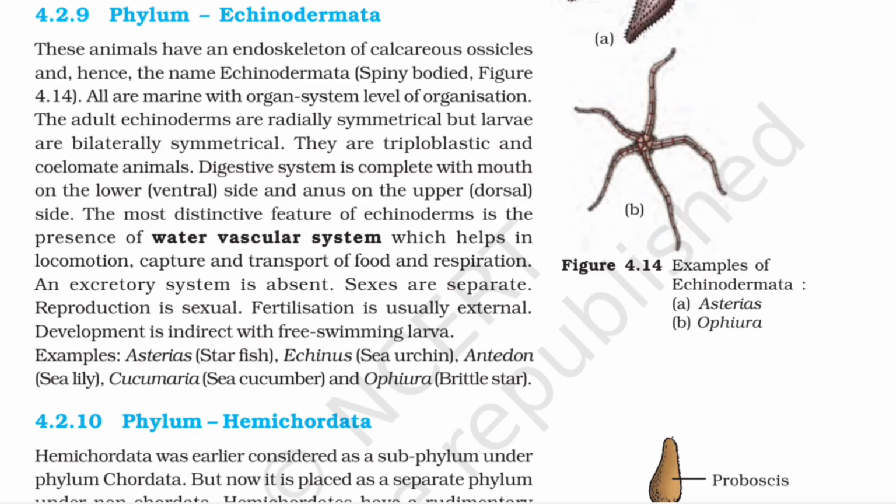An excretory system is absent. Sexes are separate. Reproduction is sexual. Fertilization is usually external. Development is indirect with free swimming larvae. Examples of this phylum Echinodermata are Asterias, also known as starfish, Echinus, also known as sea urchin, Antedon, also known as sea lily, Cucumaria, also known as sea cucumber, and Ophiura, also known as brittle star.